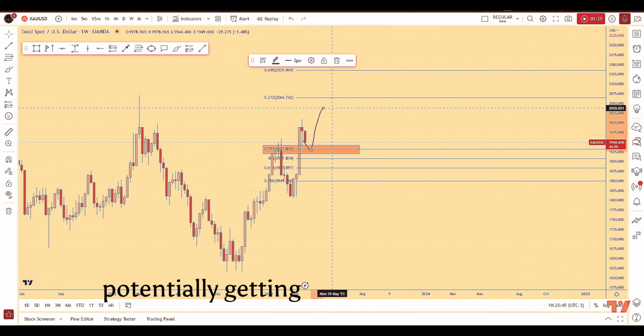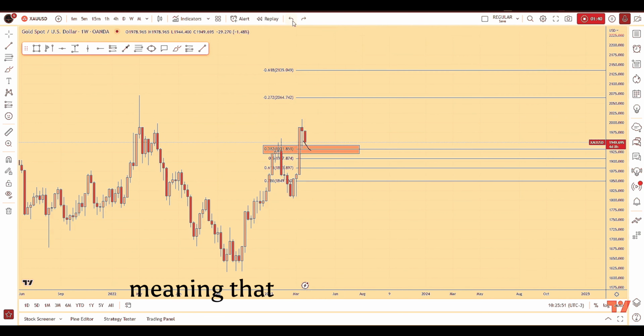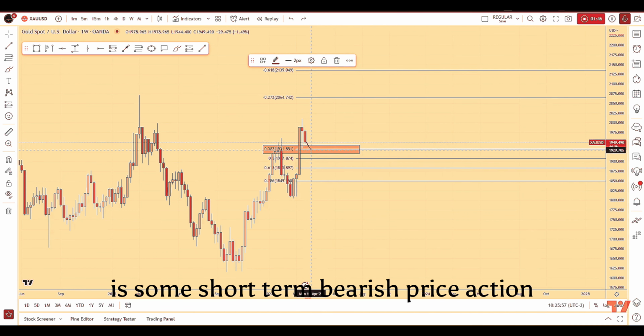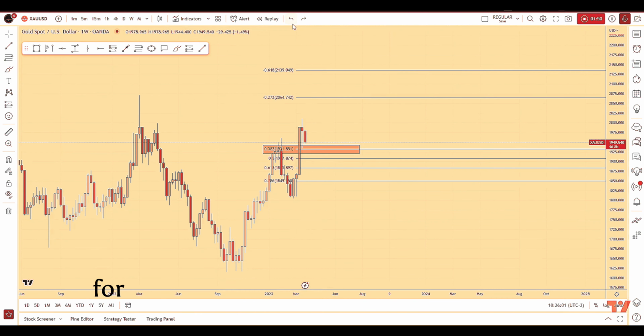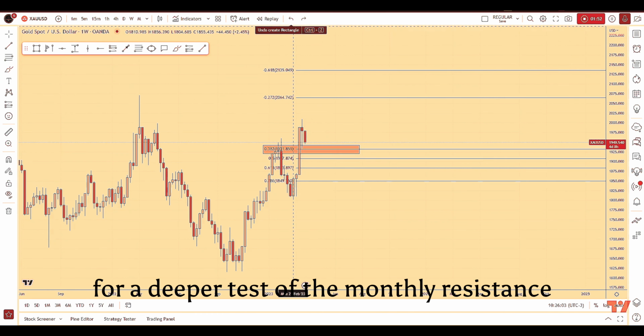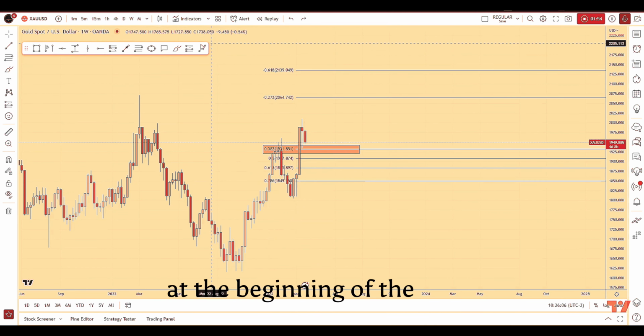which we could expect the market to go and test before then potentially getting rejected to the upside, meaning that what we could expect, at least by looking here at the weekly time frame, is some short-term bearish price action before then getting some longer-term bullish continuation for a deeper test of the monthly resistance that we have identified at the beginning of the video.